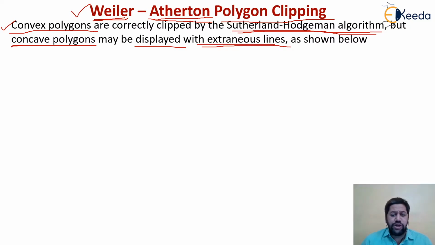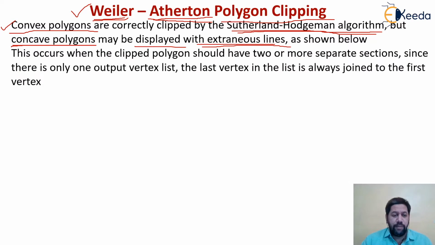So that was the reason. Moving forward, let us understand what exactly the problem is. This occurs when the clipped polygon should have two or more separate sections, meaning the polygon I want to clip has two or more separate sections. Then the problem occurs since there is only one output vertex list.